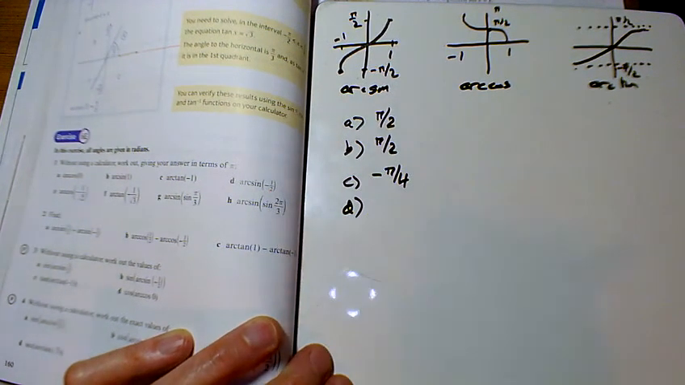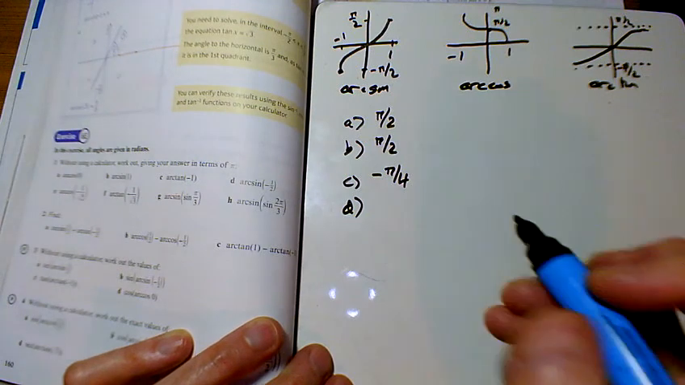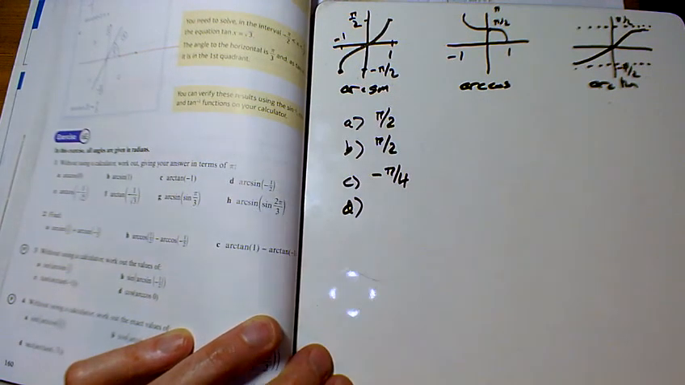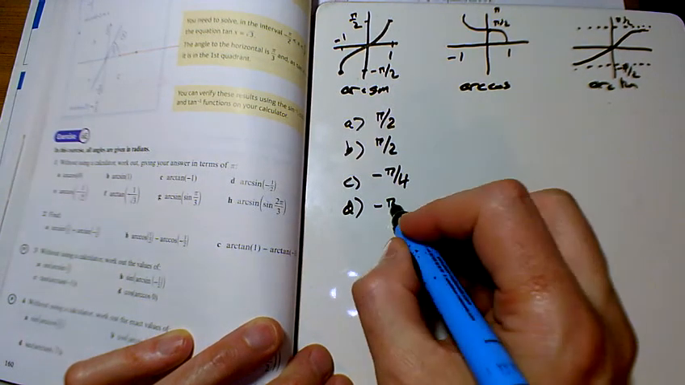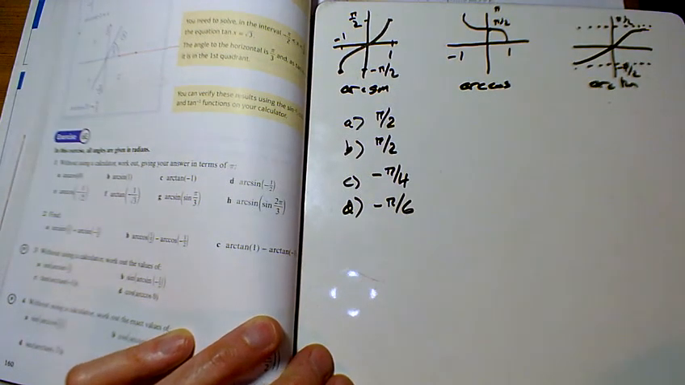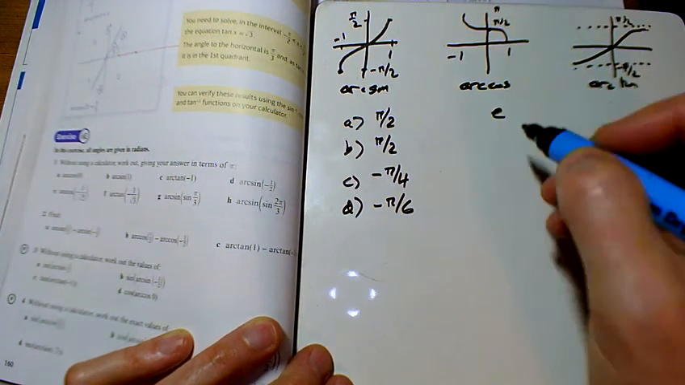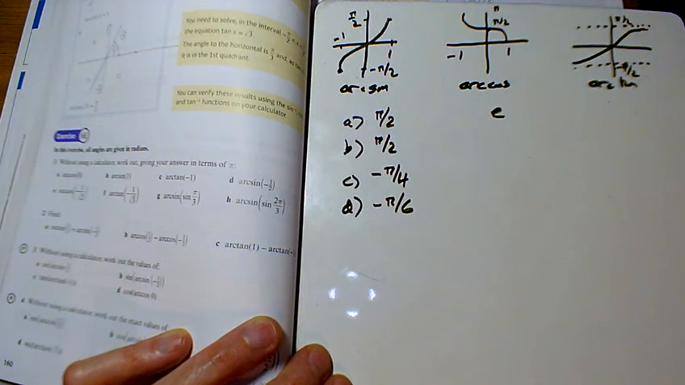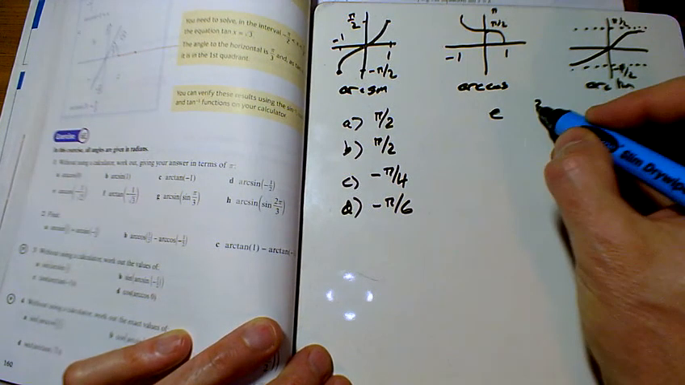We probably know the inverse sine of a half, don't we? The inverse sine of a half is 30. So the inverse sine of minus a half is minus 30, or minus pi over 6. If I'm going for E, I've got the inverse cos of 1 over root 2. The inverse cos of 1 over root 2 is 3 pi over 4.